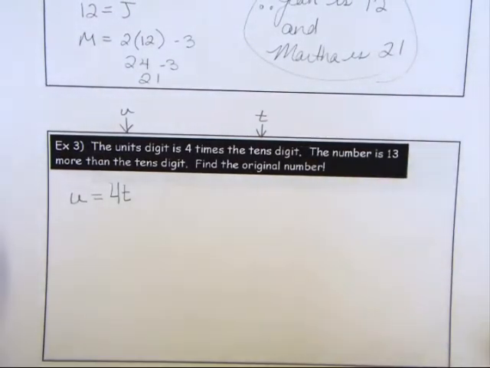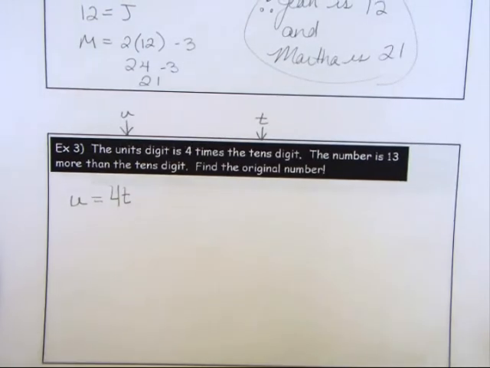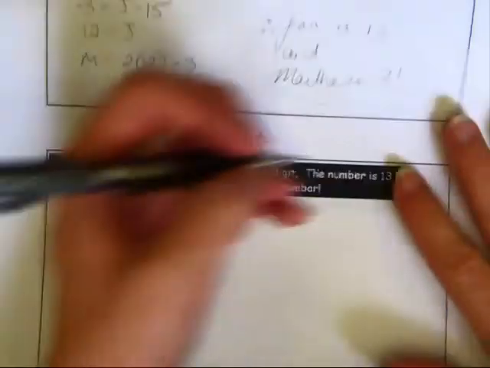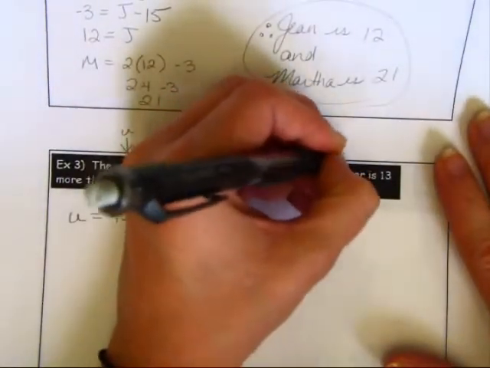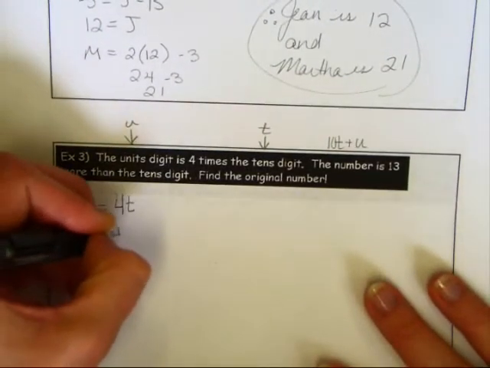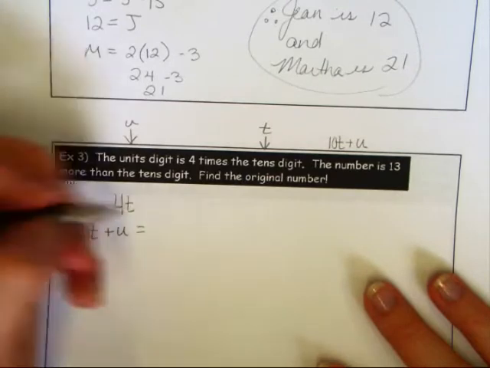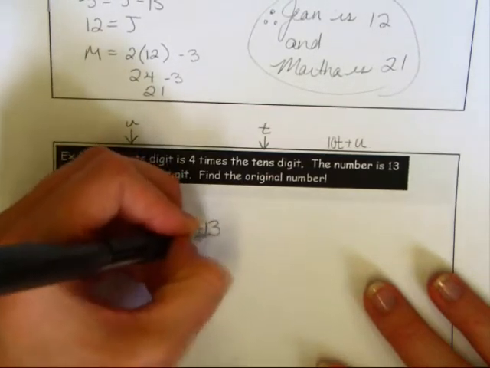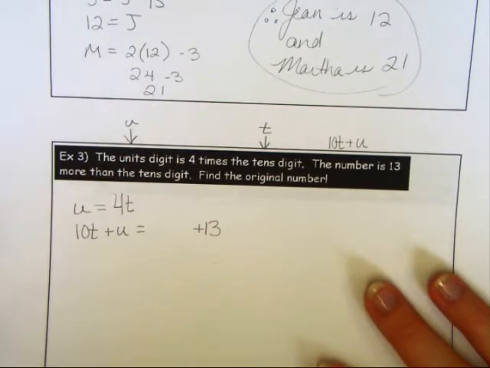The number itself, now do you remember how I told you to write the number? The number is 10t plus u. You might need to rewind and go back and review why. The number is 13 more than the tens digit. There's your second equation. You've got two variables, you have two equations, you are ready to solve.